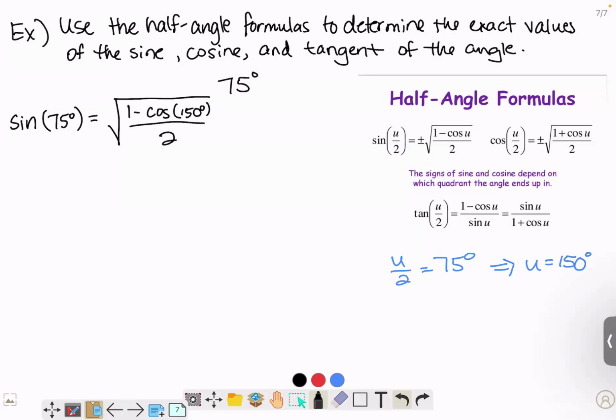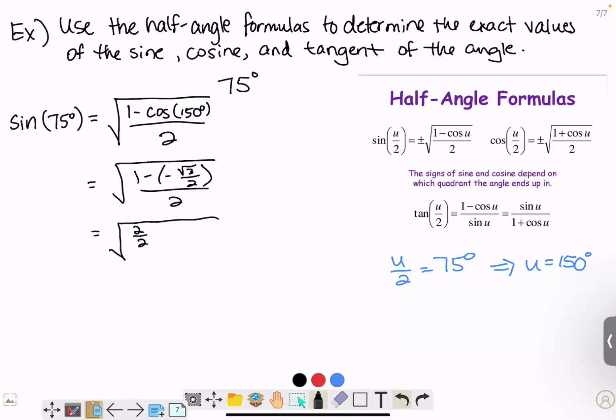Now we need to evaluate this. So let's get the cosine of 150 degrees. Reference angle is 30 degrees. Cosine of 30 degrees is the square root of 3 over 2. We are in the second quadrant, so cosine is negative. So this is going to be a negative square root of 3 over 2. Well, let's try to simplify it a bit. We need a common denominator, so I'm going to rewrite 1 as 2 over 2. I'm going to make that minus minus a plus. And then all of that is over 2.